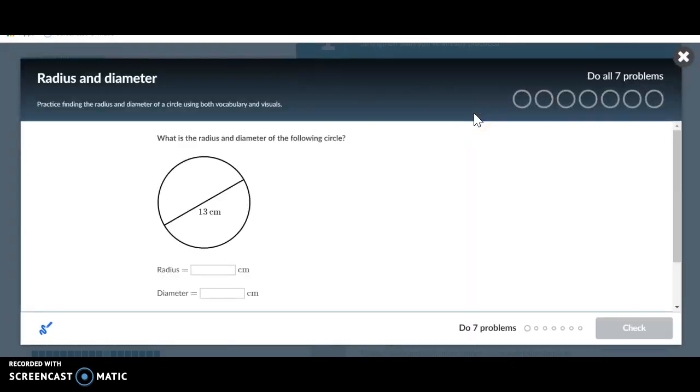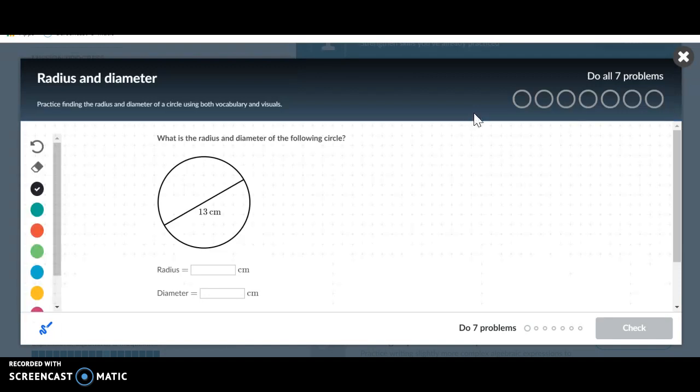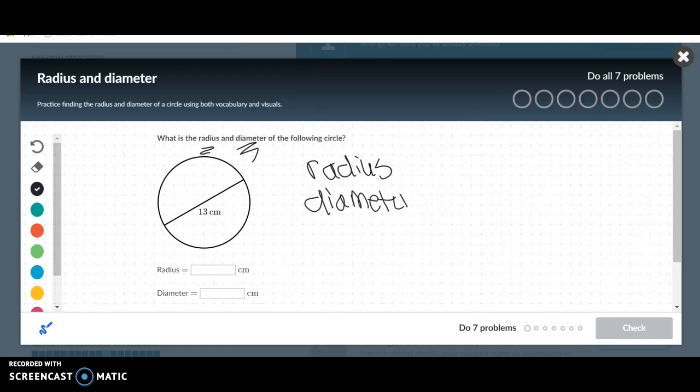Let's begin. Before we start solving these problems, in your notes, let's talk about what these two terms mean. We have the term radius and we have the term diameter. I'm going to write those down, and as you take notes, make sure you get these two terms in your notes. These are perfect to practice so you can learn these terms and review them in your own time.